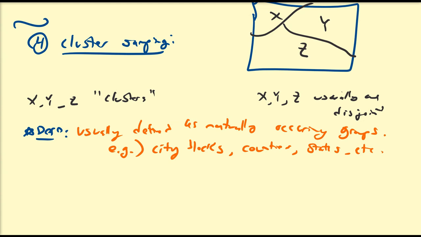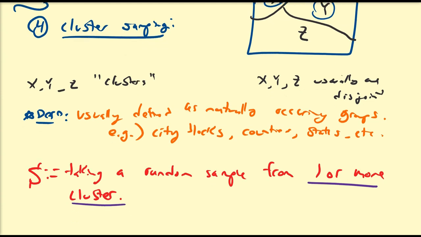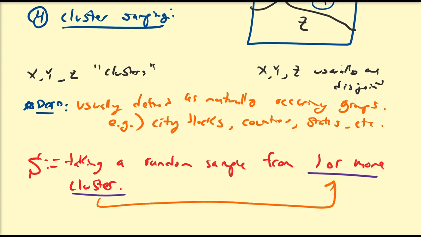So what we do in terms of our sample, our sample is defined to be taking a random sample from one or more clusters. So when I say taking a random sample from one or more clusters, that means I can sample from X and Y, and I can intentionally leave Z off, right? So since I'm not required to pull from every cluster, then we can say that cluster sampling is not necessarily a simple random sampling method.